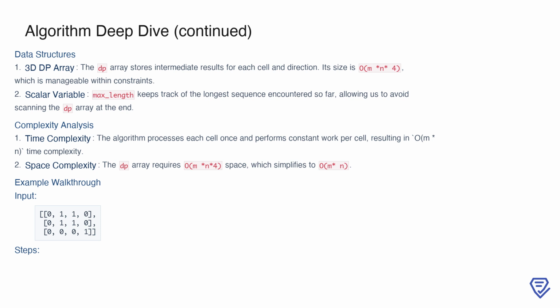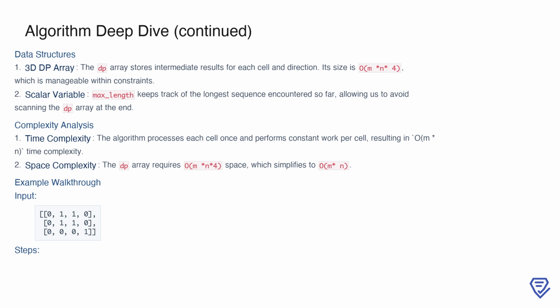The max_length variable allows us to track the longest sequence dynamically, avoiding the need for a separate pass over the DP array at the end. As for complexity, the algorithm achieves a time complexity of O(m*n), where m and n are the dimensions of the matrix, since we process each cell once and perform constant work per cell. The space complexity is O(m*n) due to the DP array, which has 4 entries for each cell.